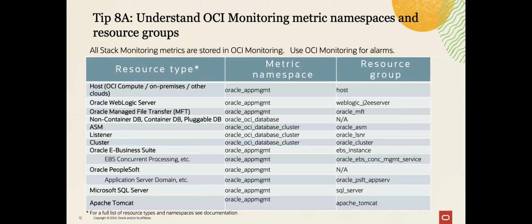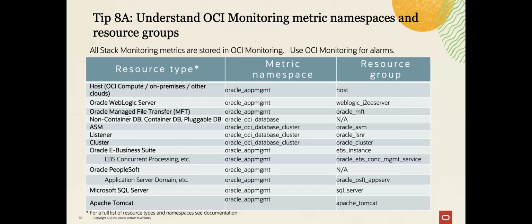So all status and performance metrics are stored in OCI monitoring. This is the service that's used to generate alarms. And when creating alarm rules to generate alarms, it's important to understand the metric namespace and the resource group associated with the metrics for your resource type. For example, to find host metrics, we would use the Oracle App Management namespace and the resource group of host. Or to find WebLogic server metrics, use the Oracle App Management namespace once again, but this time choose the resource group of WebLogic J2EE server.